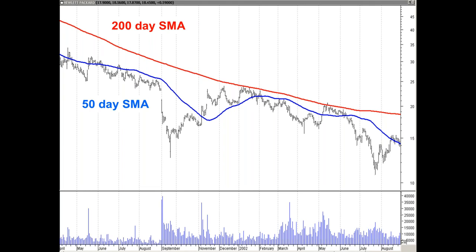On the other hand, if it actually did break through the 200-day simple moving average, well, price crossing the simple moving average is actually a very bullish signal. So that would be considered to be a bullish signal for the price of Hewlett-Packard.